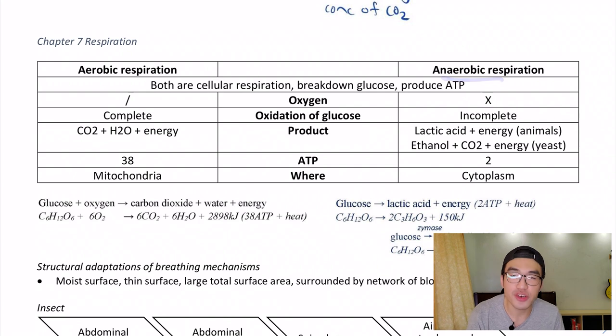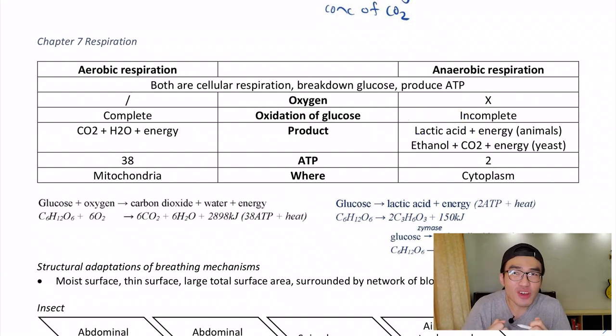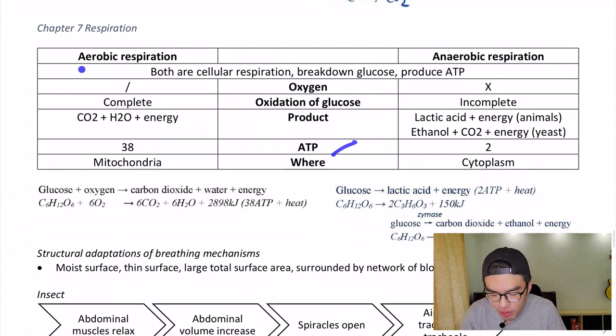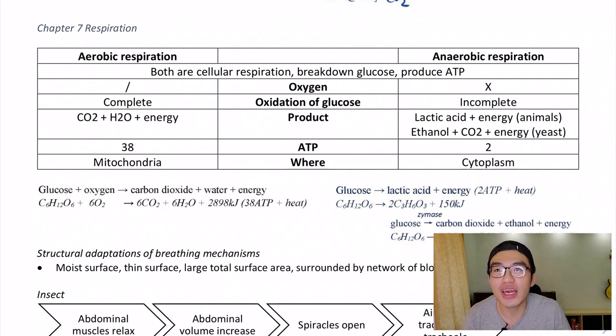But for anaerobic respiration, we have two types here. If it happens in animals like us, we produce lactic acid. This is what makes your muscles sore. When you run a marathon, you feel sore because of the lactic acid. But in yeast, they don't produce lactic acid, they will produce ethanol. This is how we make beer or wine or any alcoholic drinks. ATP, as you can see, aerobic, they produce 38. That's a lot of energy. But for anaerobic, there's only a very pitiful 2. That's like 19 times less energy. That's why when your body starts doing anaerobic respiration, you are going to tire soon. You are going to run out of energy soon.